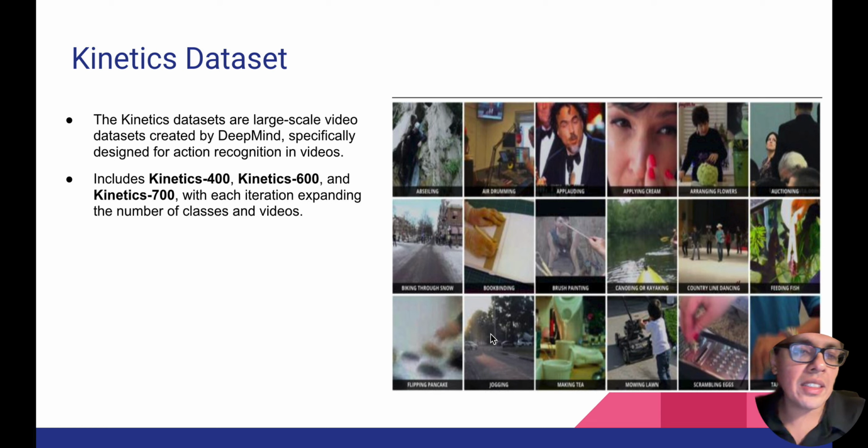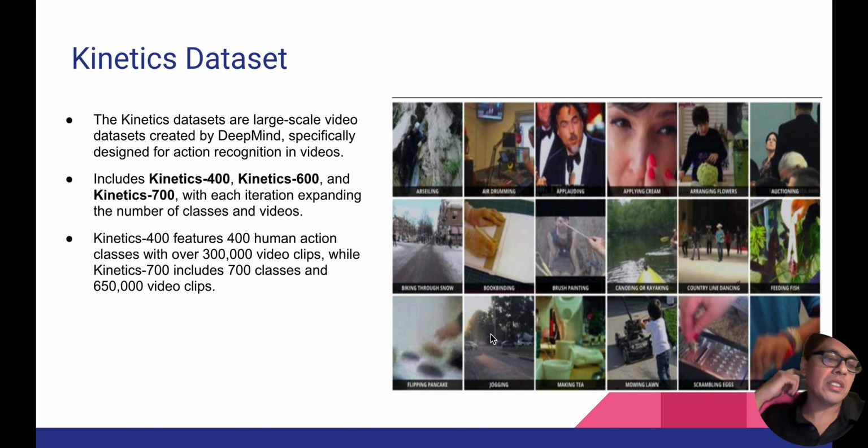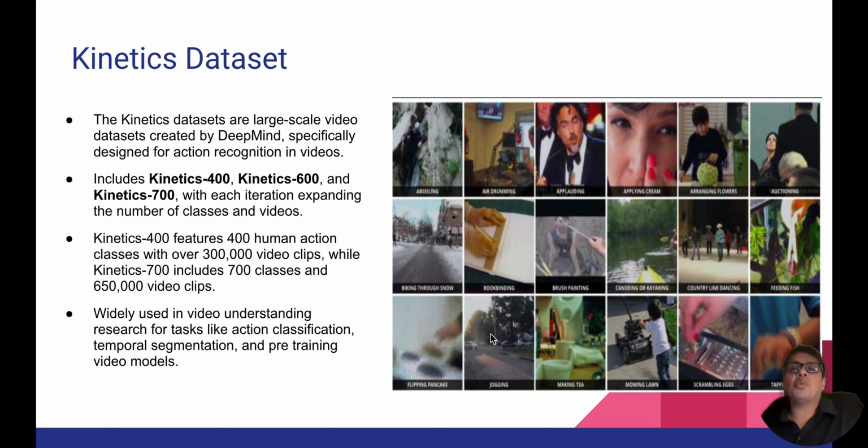But there are more complex requirements, which would require more complex datasets. So this includes Kinetics 400, 500, and 700, with each iteration expanding the number of classes and videos. Kinetics 400 features 400 human action classes with over 300,000 clips, while Kinetics 700 includes 700 classes and 650,000 clips. So this is widely used in video understanding, and there's much research going on around this. That's what we want to do here: do some kind of research on these models and be able to do segmented action recognition.